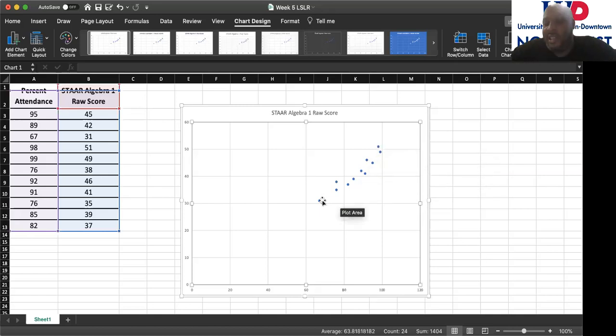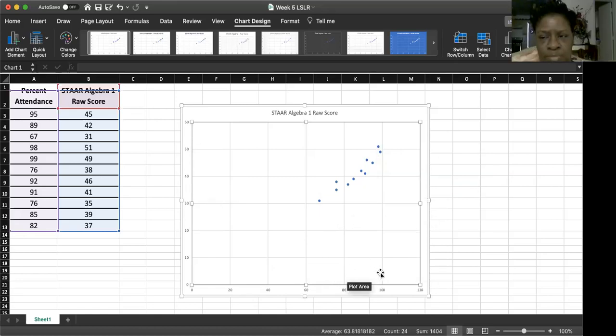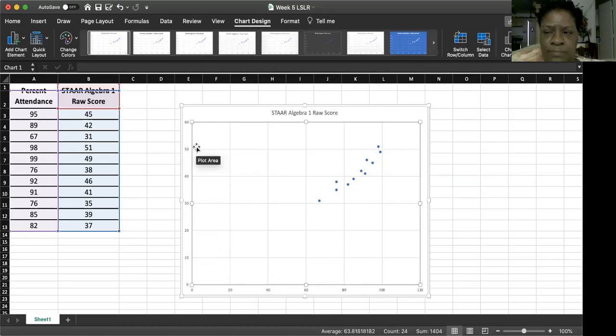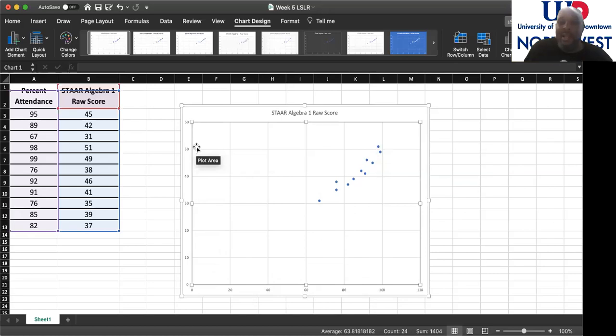So we already see that the data is trending, that the more you attend, so as your attendance gets bigger, your raw score is doing what? Climbing. It's increasing. So we say it like this: as the explanatory variable, x, increases, the response variable is also doing what? Increasing. That's the first thing we do with a scatter plot. We can say that from a scatter plot by looking at it.